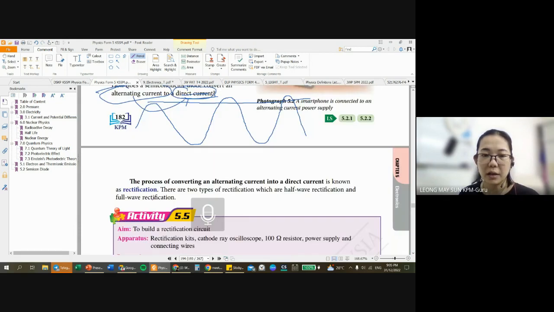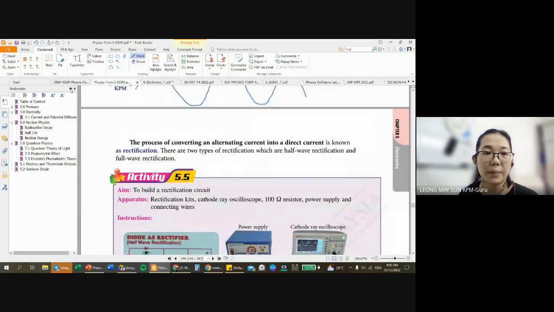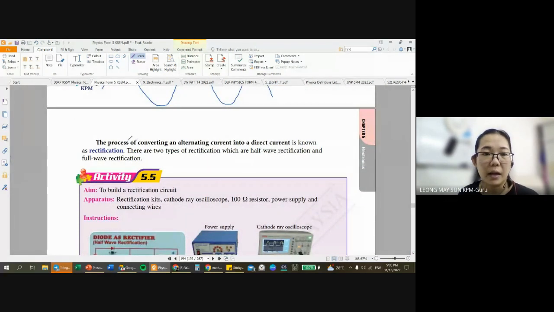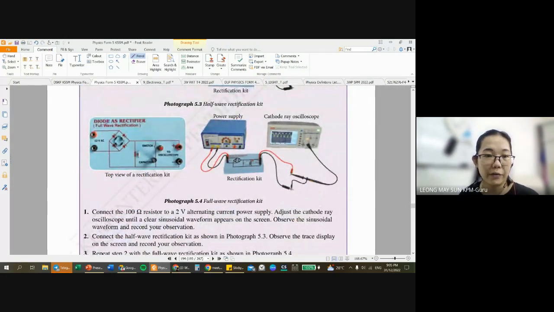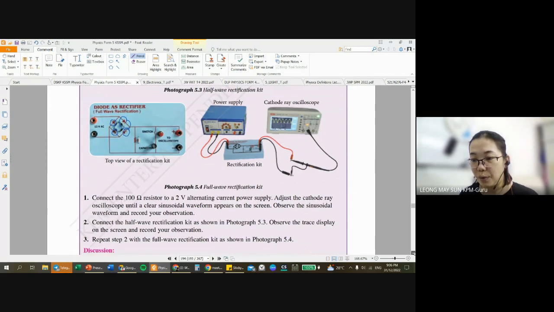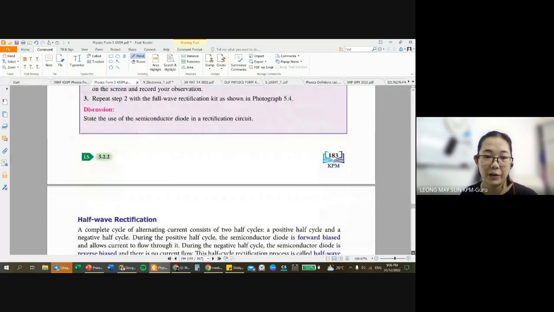So we're going to learn about rectification. There's two types of rectification. The process of converting alternating current into direct current is known as rectification. And there are two types: half-wave rectification and full-wave rectification. So this is a full-wave rectification because there are 4 diodes here. I'm going to teach you guys how to draw a half-wave and a full-wave rectification.